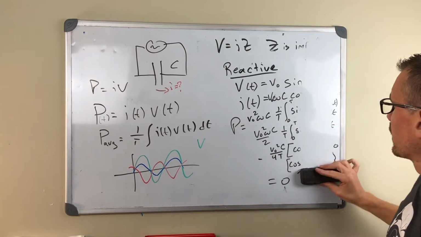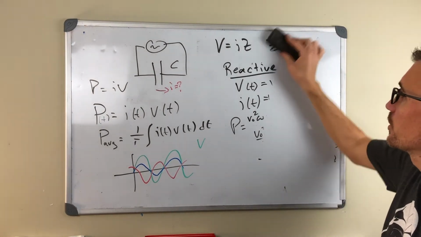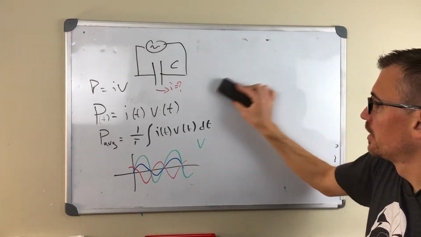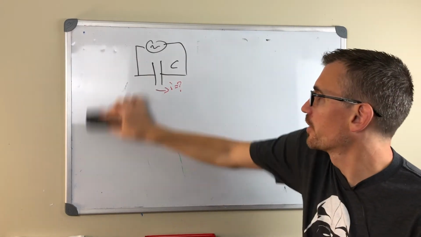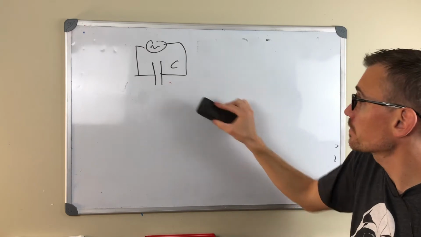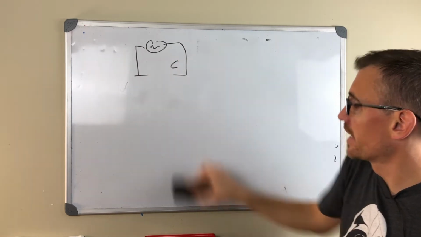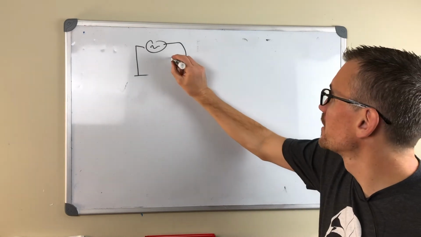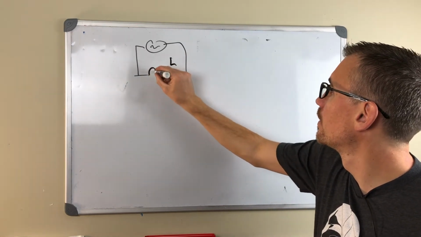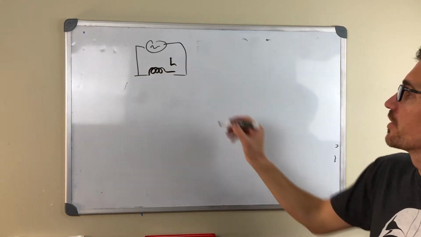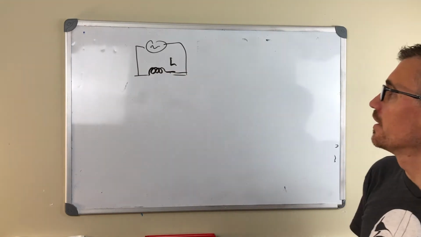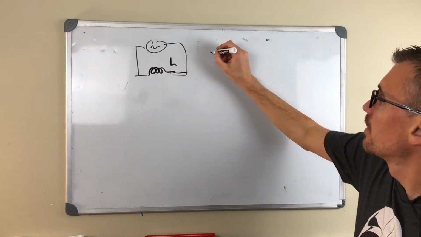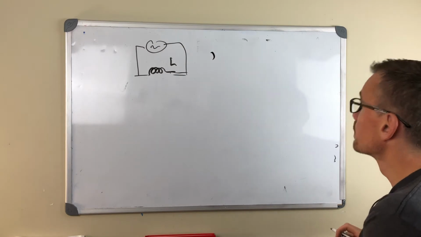Let's do one last thing. We had one more reactive circuit we talked about last time. We had our inductor. Let's do the exact same thing we did. My C's almost look like L's anyways, so almost didn't have to erase that. We had our inductor L there, okay? And we had our equation for an inductor.